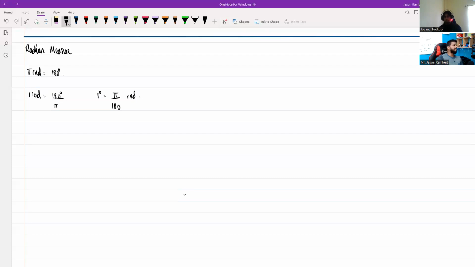So for example, what is pi on 4 radians? Well, pi on 4 radians is equal to 180 degrees over pi multiplied by pi on 4. This will happen every single time. The pi's will cancel out and I'll get 45 degrees.